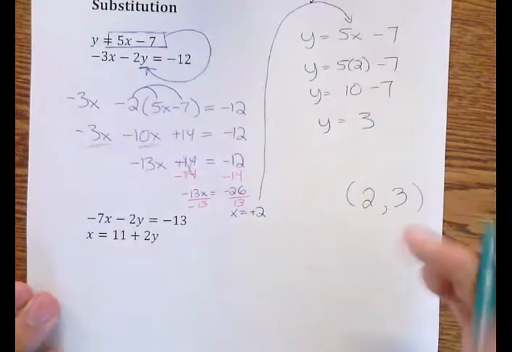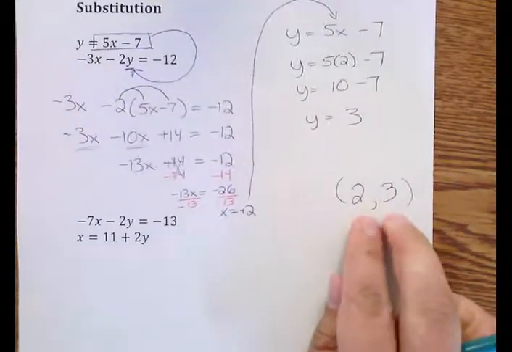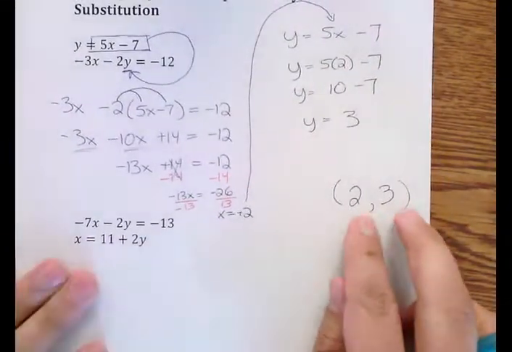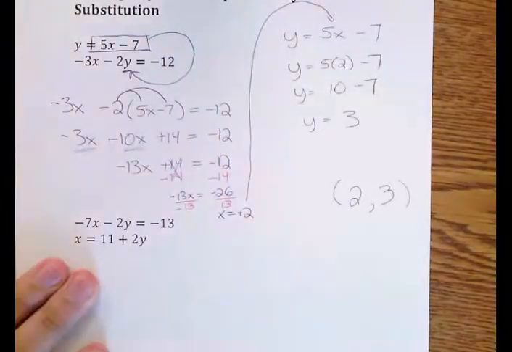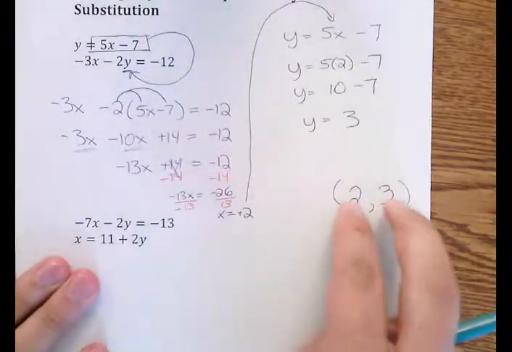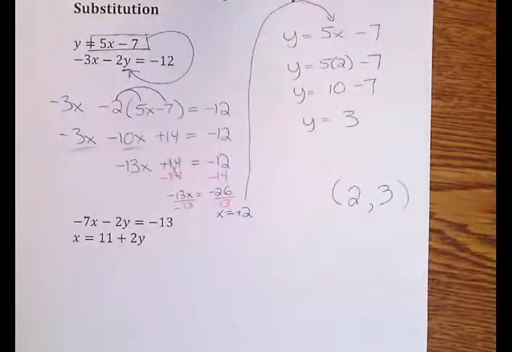So I have my ordered pair (2, 3). I could take this and check it if I wanted to. Take 2 and 3, plug it into the top equation, make sure it works. Take 2, 3, plug it into the bottom equation, make sure it works as well. It's a very easy method.